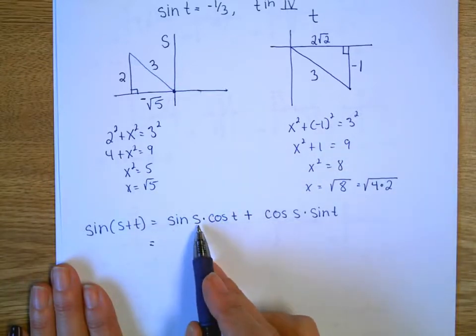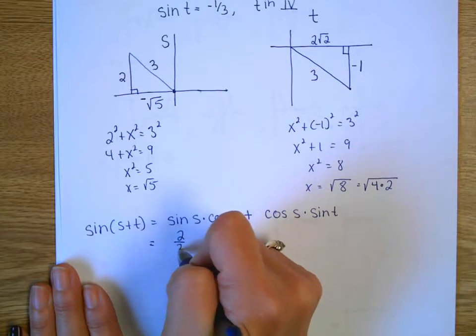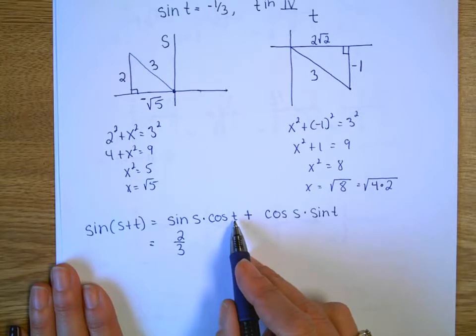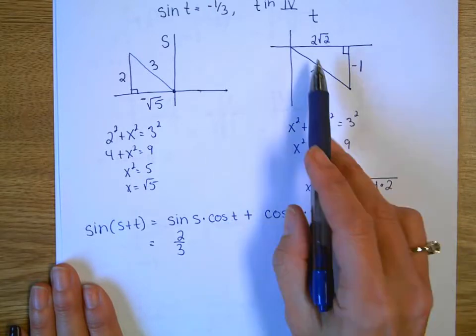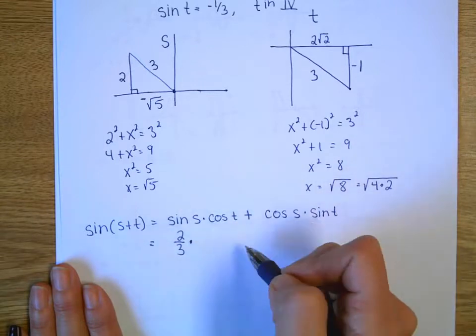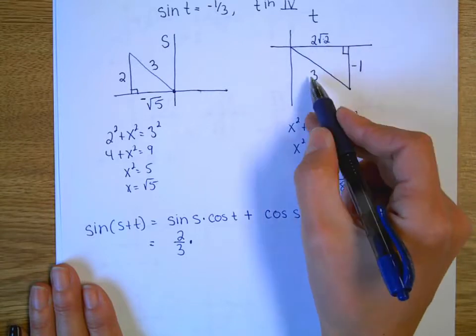So I need the sine from s. So go to your s triangle. Actually, sine of s was given. What is the sine of s? 2/3. It was given. I need the cosine from angle T. So that tells you to go over to your triangle T. What's the cosine ratio there? Adjacent over hypotenuse. So 2 square root of 2 over 3.